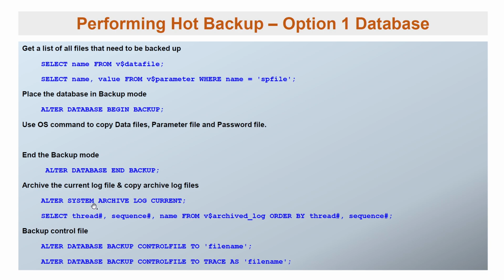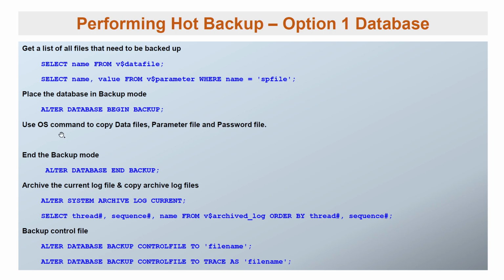Archive the current log file and, using the OS command, copy all the archive logs generated to the backup location, as well as back up the control file. We will be taking the backup of the control file in two different ways: alter database backup control file to the name of the backup, and also alter database backup control file to trace. Remember one thing, this is the actual control file backup. This is the trace file which can be used to recreate your control file.